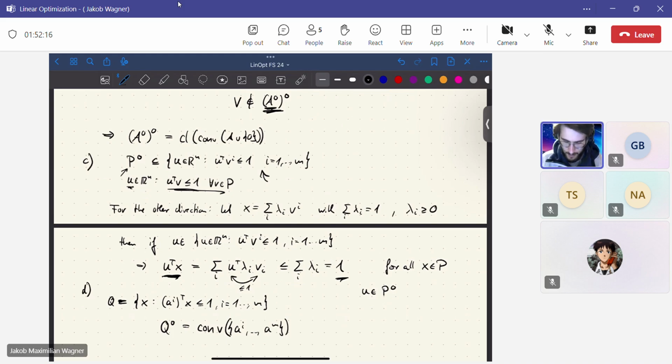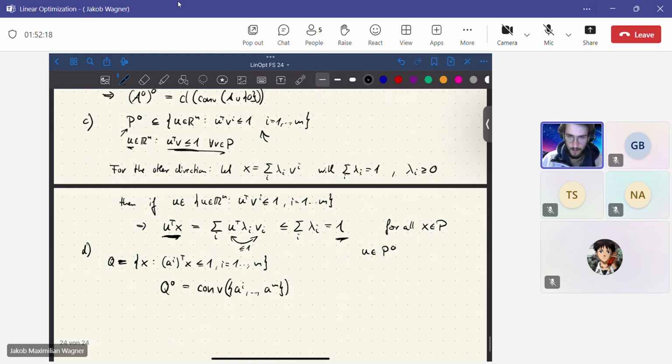But under one specific constraint, so this holds if and only if we have seen that the 0 has to be in every polar set. So for the polar set to be the same as this convex hull, we need that the 0 is already in this convex hull. So we don't get any additional points because we need the 0 in the polar set.